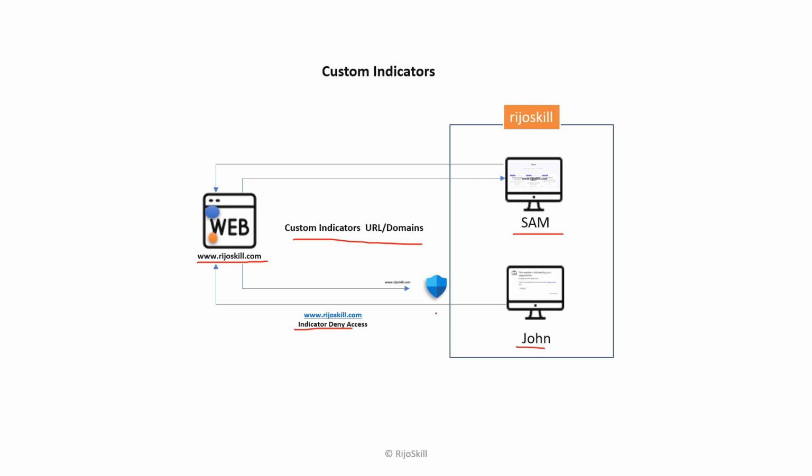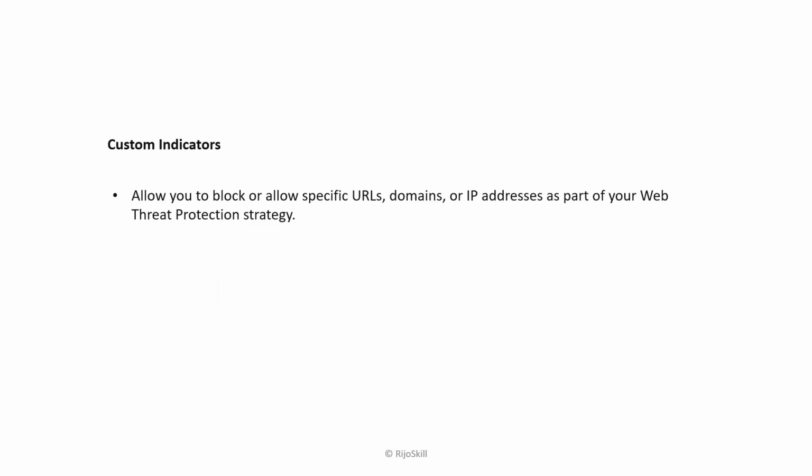So Microsoft Defender will be using the custom indicator to block the website. So now you understand what a custom indicator is. So we will go for a brief. It allows you to block or allow specific URLs, domains or IP addresses as a part of your web threat protection. You can allow or you can block. You can use it for IP addresses, domains or files like hashes. You can use this custom indicator.